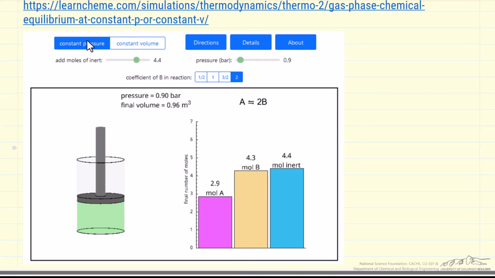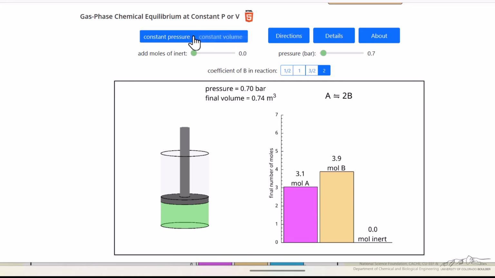For a constant pressure system, we also can look at constant volume, and we can then change the volume, again starting with 5 moles of A, and we can look at what the equilibrium conditions are. So let's look at this simulation and observe the behavior. So here we start again, 5 moles of A, no inert.